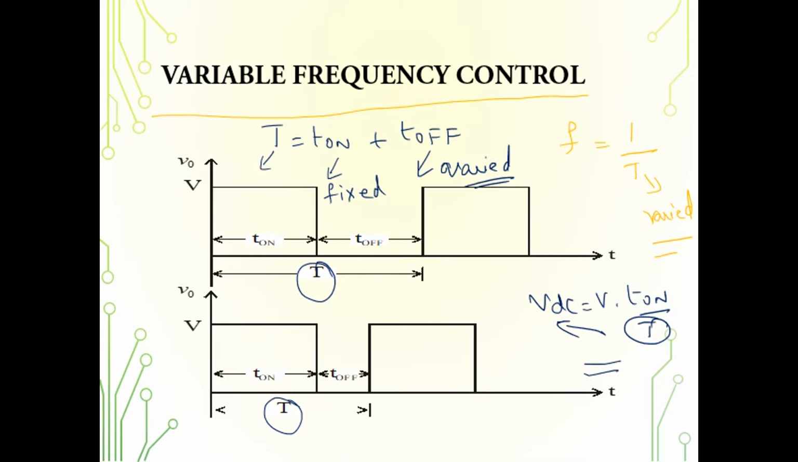So this is the second method in which you can obtain a variable output voltage, that is by using variable frequency control. But most of the time we go for a constant frequency operation, wherein the total period of the chopper is fixed, and we vary the on period of the chopper. So these are the two methods in which we can obtain a variable DC output voltage.